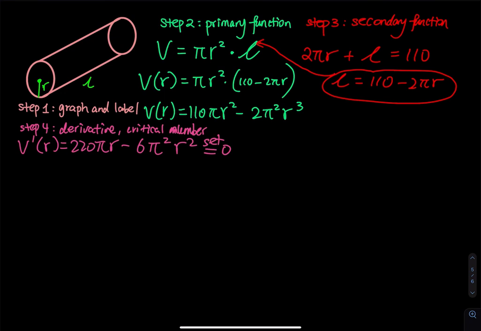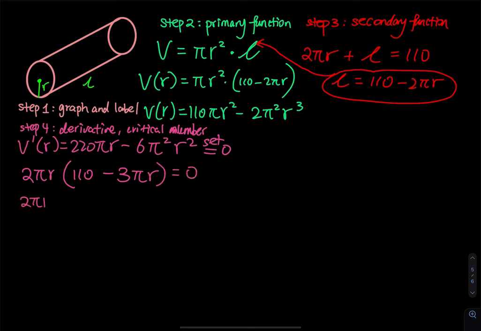And then set that equal to 0, so we have to solve for r, right? So I am trying to factor out something first. So let's factor out a 2 pi r, and then 220 divided by 2 is 110, pi r is factored out. And then 6 divided by 2 is 3, so we took 1 pi out, and then we took 1 r out, that is equal to 0.